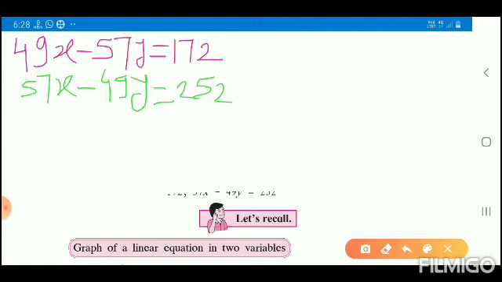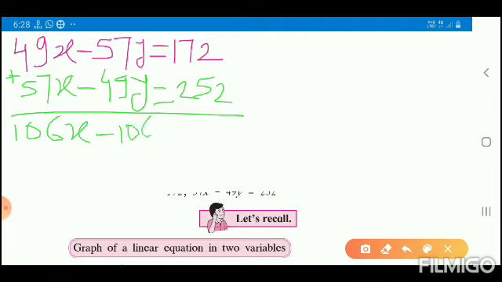Then first you have to add the equations. I will add here these equations. After addition I will get the equation here 106x. Now look, here signs are minus. So minus minus, we will write minus and we have to add this. So 106x minus 106y is equal to 424.